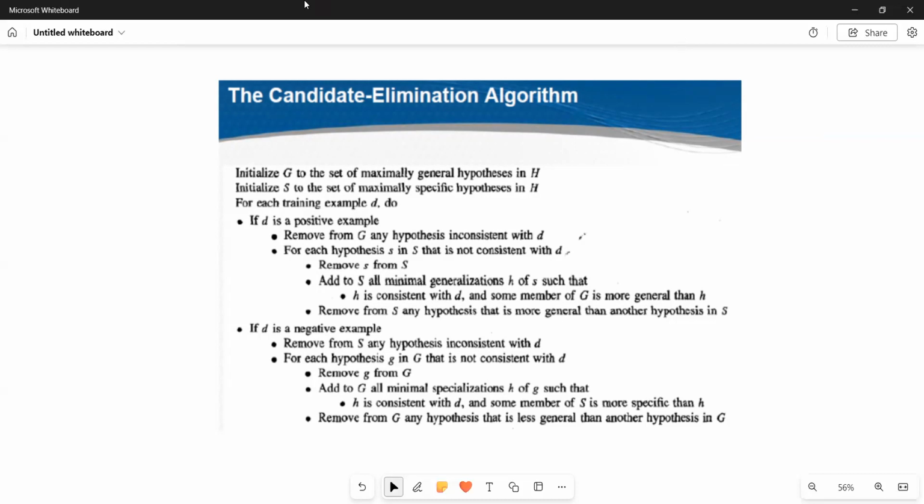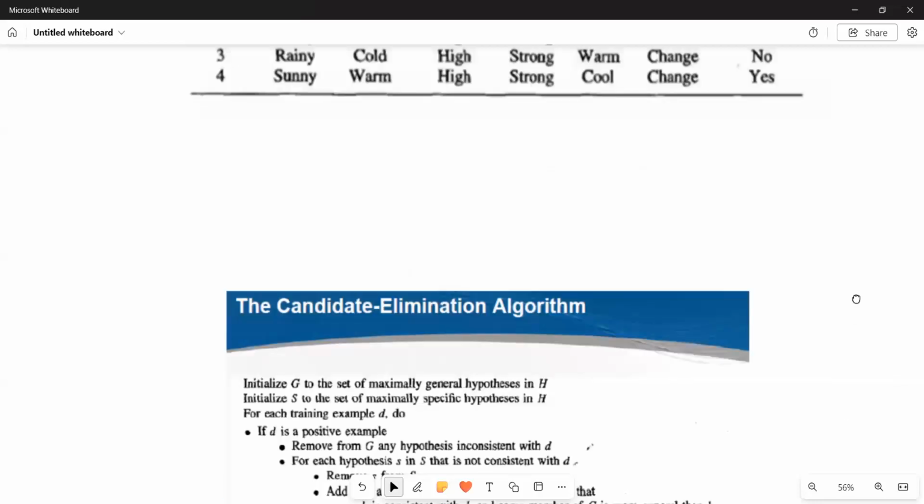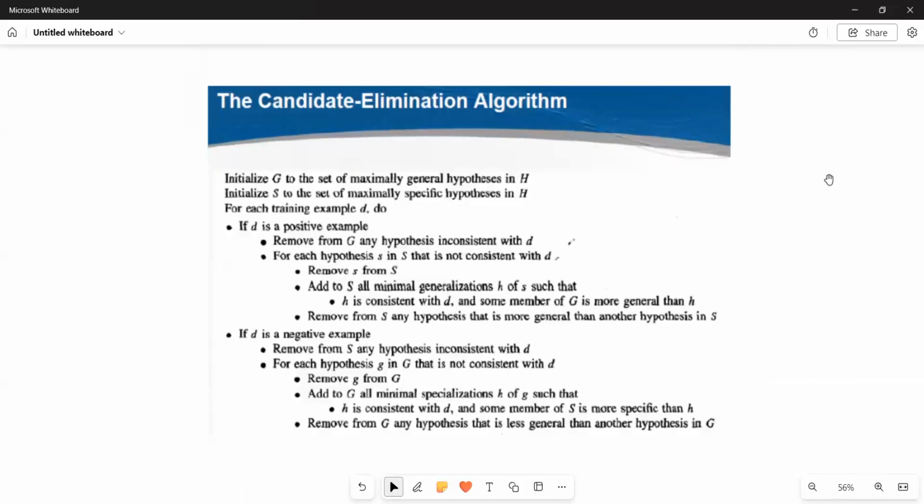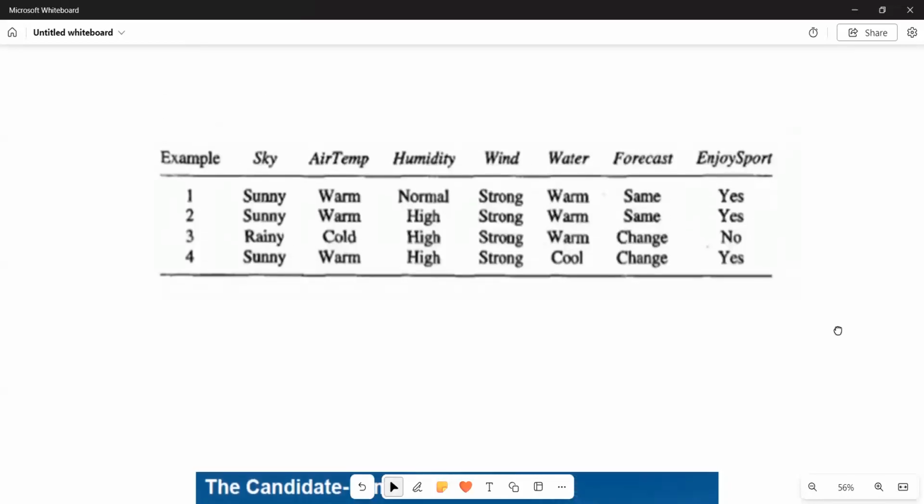If it is positive, we go to the generic boundary. Like I've told you, when it is positive, you go to the generic boundary; when it is negative, you first go to the specific boundary. Your first example has a positive outcome, so we go to the generic boundary and check if the example is consistent with the hypothesis.